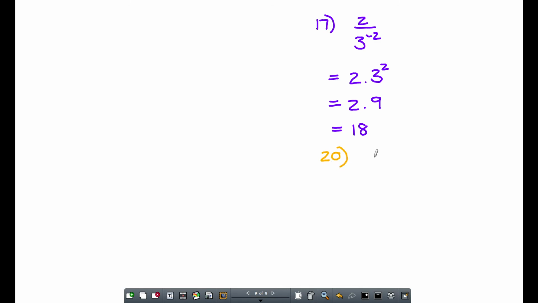Okay, number 17. 2 op 3 tot die mag minus 2. Okay, I'm going to move that 3 up so it will become 2 times 3 to the power of positive 2. Nee. Goed, en die 3 tot die mag 2 is mos eintlik 9. 2 maal 9 geef my 18. Any questions there?